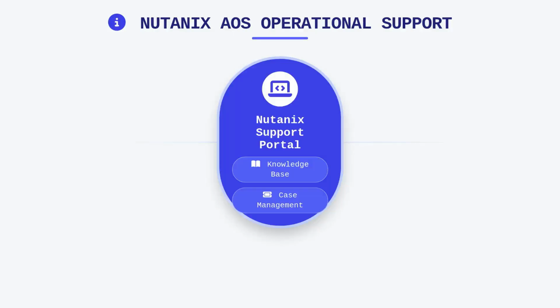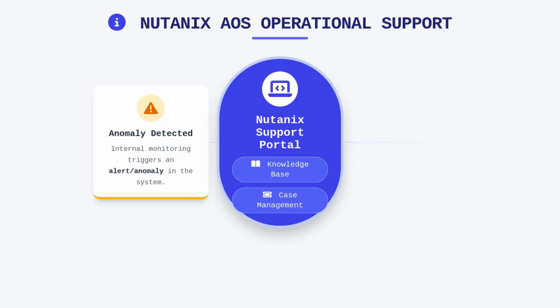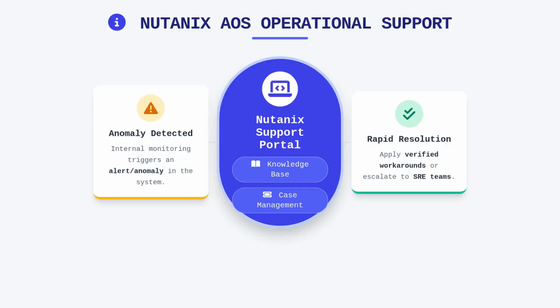Reliable operation of a complex distributed system like Nutanix AOS requires a shift from manual intervention toward integrated support channels. The Nutanix Support Portal serves as your primary interface for formal ticket management and accessing an extensive repository of knowledge base articles. When your internal monitoring indicates an anomaly, searching these articles is often the most efficient path to resolution, as they provide verified workarounds for common configuration errors or known software defects.